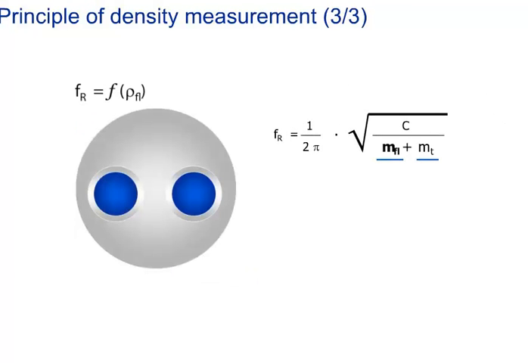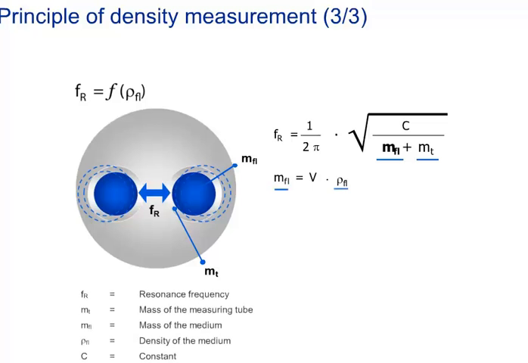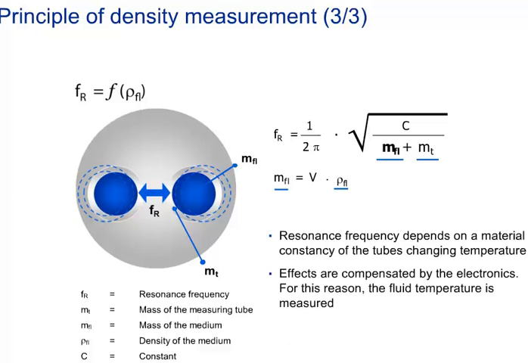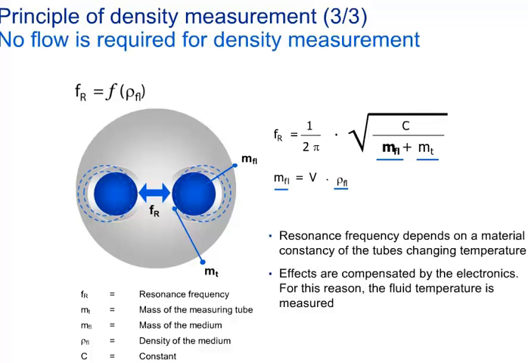The oscillating mass consists of the tube mass and the fluid mass. The fluid mass corresponds directly to the density of the fluid, as the inner volume of the tubes is constant. The resonance frequency depends on a material constant of the tubes, which changes in case of varying temperatures. These effects are compensated by the electronics of the meter, thanks to the internal temperature measurement. In principle, no flow is required to enable a Coriolis meter to measure the density of a fluid.